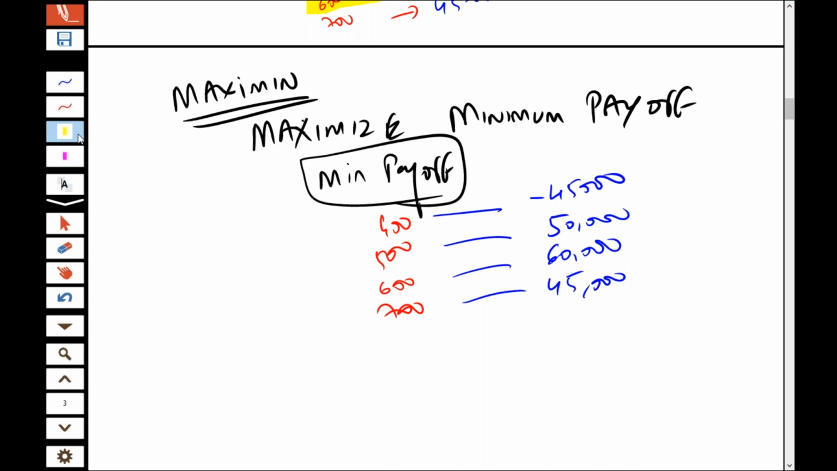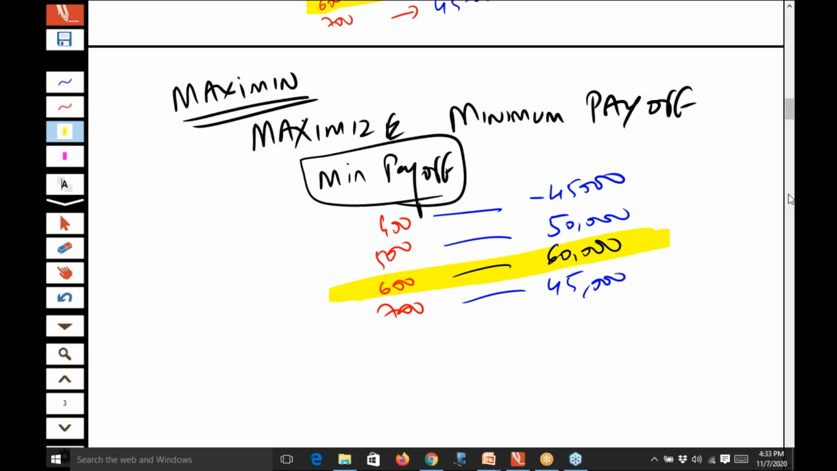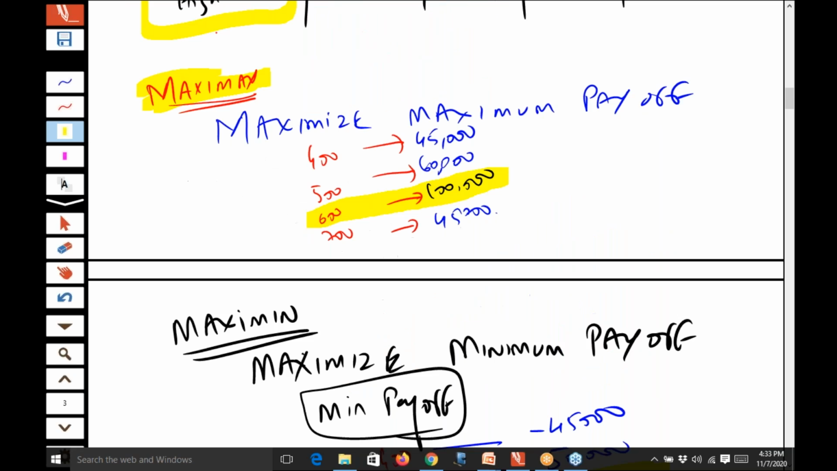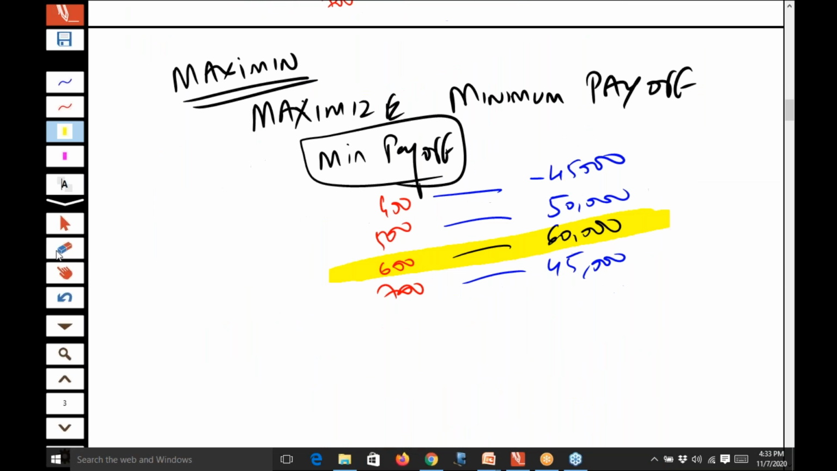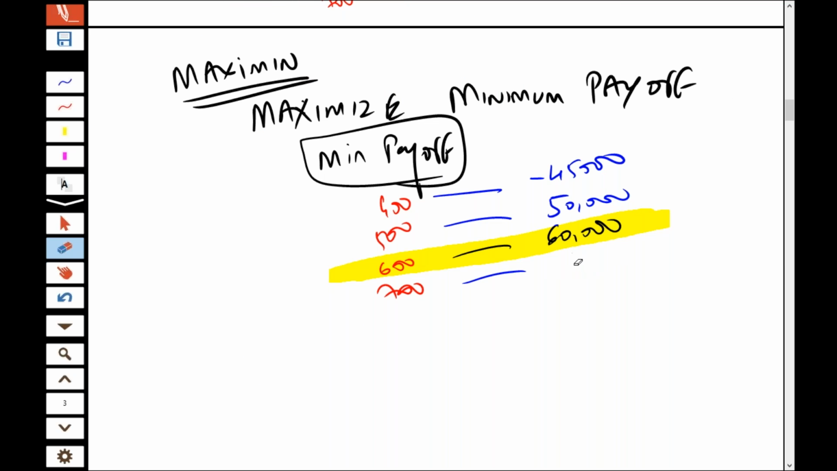So on the basis of all this, what we need to do is maximize the minimum payoff. So maximizing the minimum payoff would lead to this. Okay, yes, my mistake. This is 30,000. But still the answer does not change.